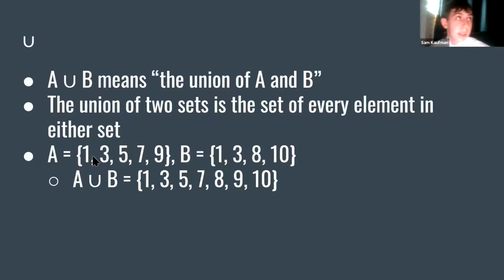So if we have these two sets, A is 1, 3, 5, 7, 9, and B is 1, 3, 8, and 10, their union would be 1, 3, 5, 7, 8, 9, 10. Note that you only include each distinct element once. So we don't include two 1s, we only include one 1.